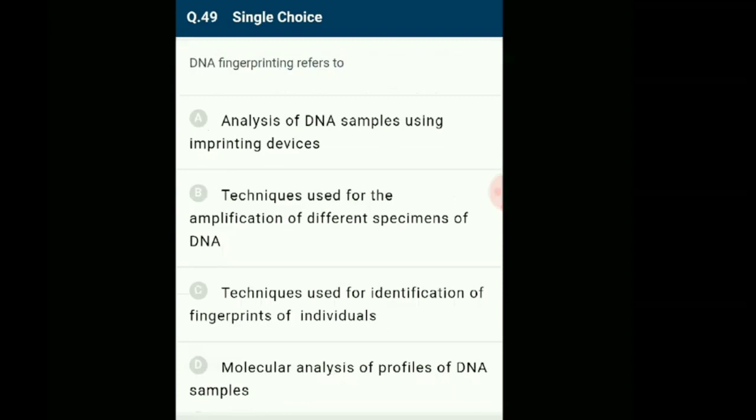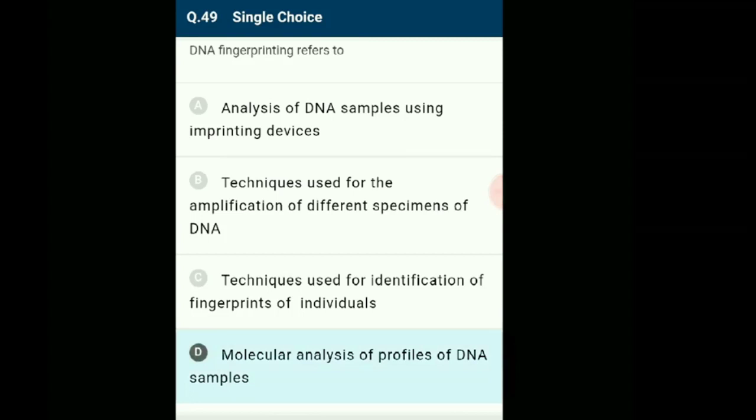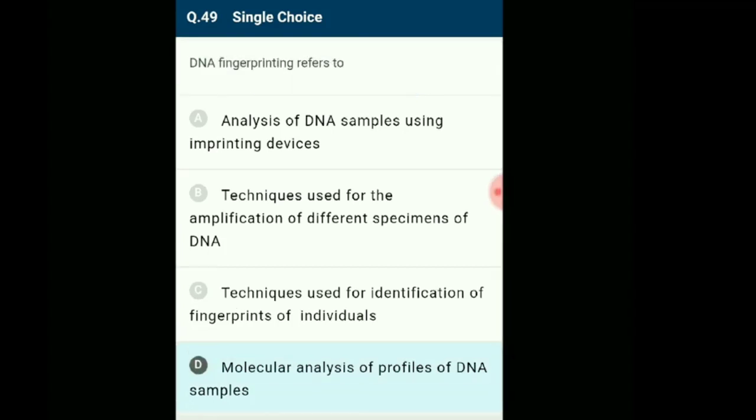Question number 49. DNA fingerprinting refers to. DNA fingerprinting is a technique of determining nucleotide sequences of certain areas of DNA which are unique to each individual. DNA contains non-coding hypervariable repeat sequences called VNTRs. DNA fingerprinting involves the identification of these VNTRs. So the answer is option D, molecular analysis of profiles of DNA samples. That is the answer for this question.